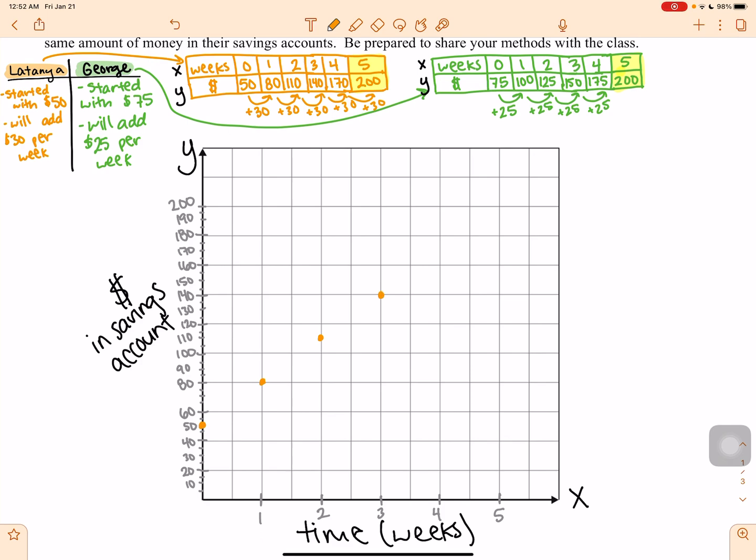Week 4, $170. Week 5, $200. Right? So you guys see this, and you could connect the points to see it a little better if you want. You can see how her money is growing, or how her savings account is growing as she's adding more money to it. So this is LaTanya. Okay.